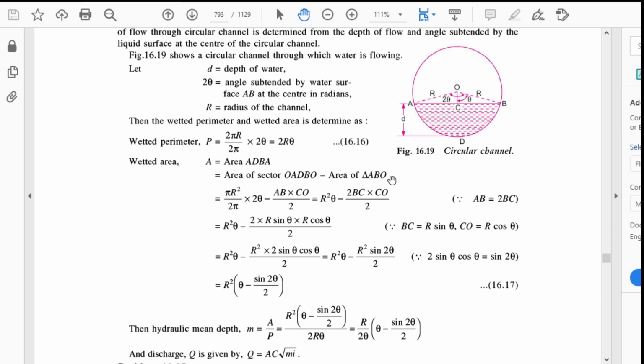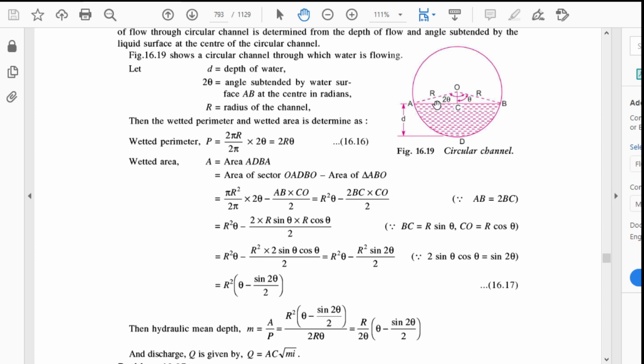Now the area of triangle ABO. As you all are aware, the area of a triangle is half base into height. Here base is your AB, A to B, and height is your OC. So half AB into OC.